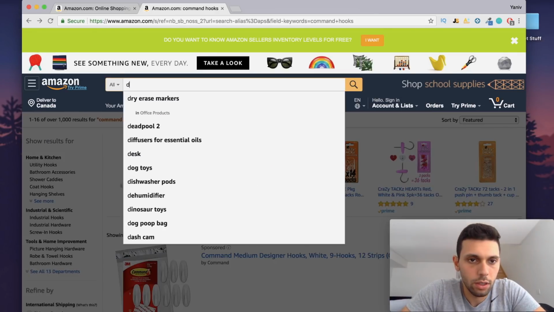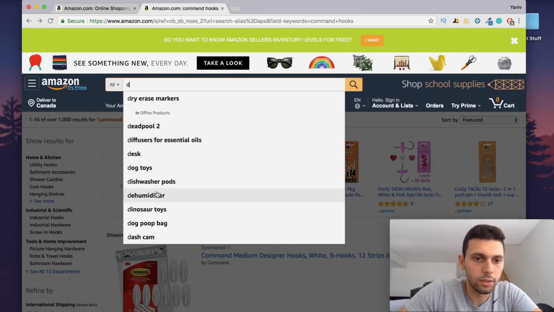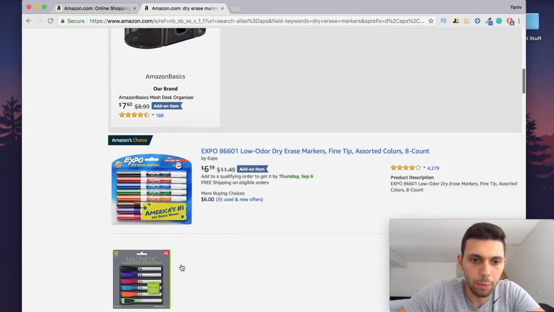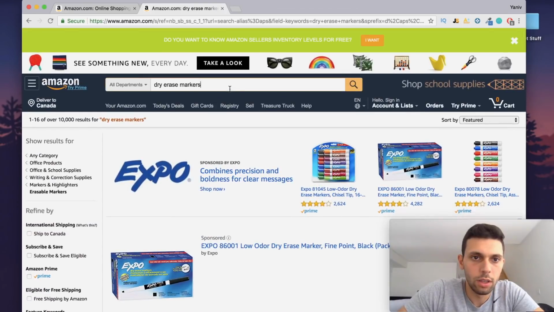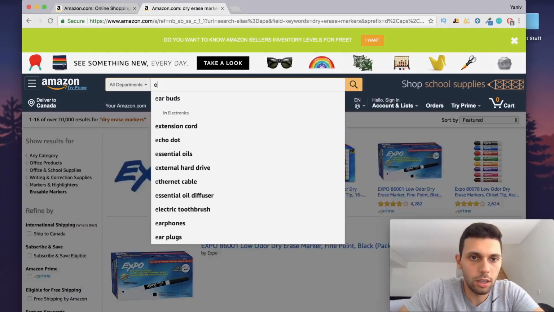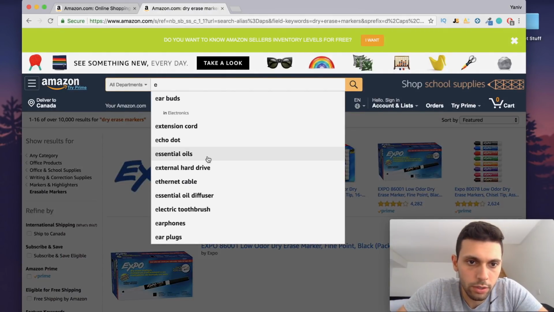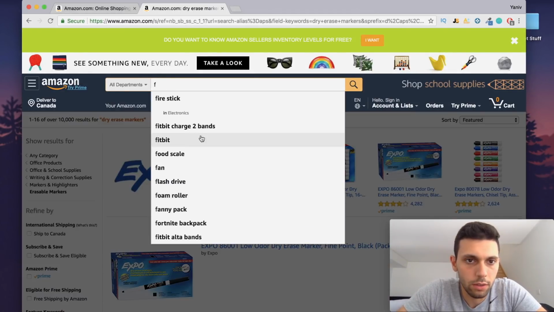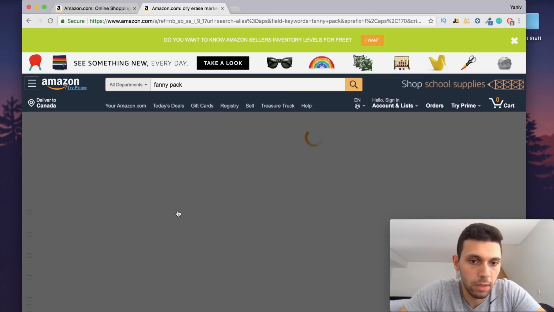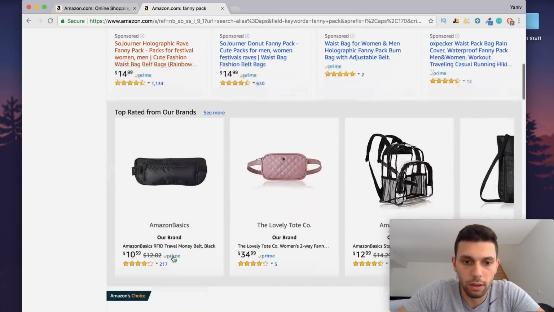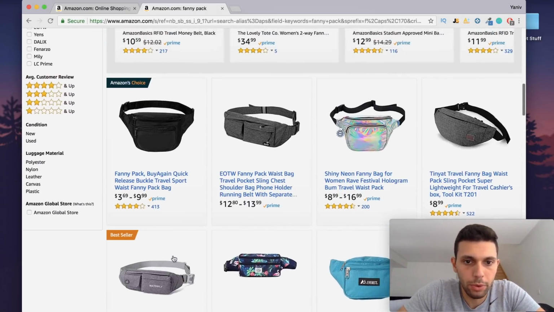Okay, so we were at C, command strips. No, D: dry erase markers, diffusers, dishwasher pods. Okay, dry erase markers. Can we sell anything here? I wouldn't want to. Then E: essential oils, Ethernet. Let's see, fire stick, food scale, foam roller, fanny pack. Let's look at the fanny packs. Why not? They look pretty competitive now.